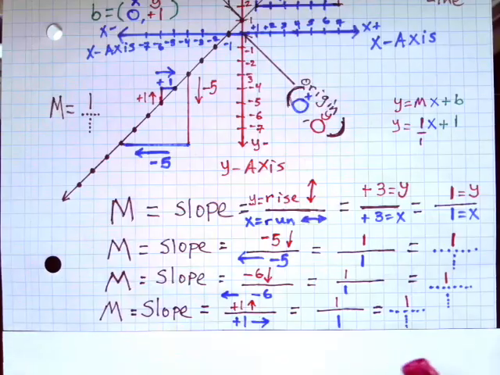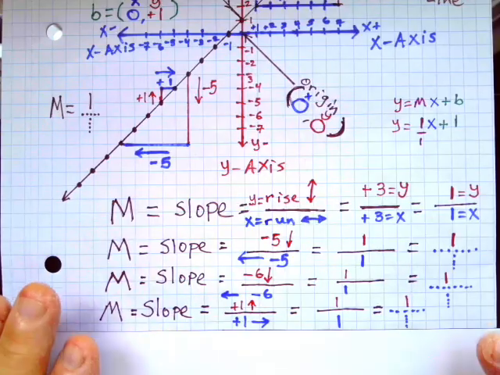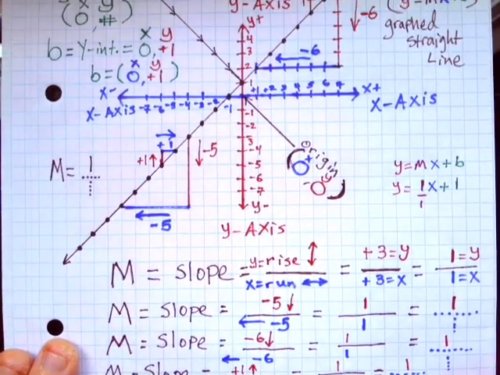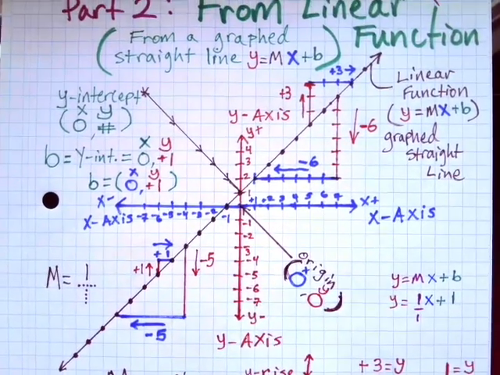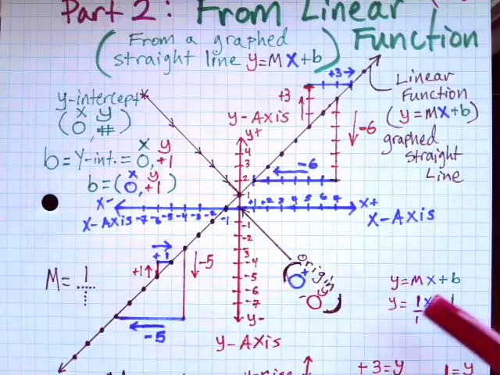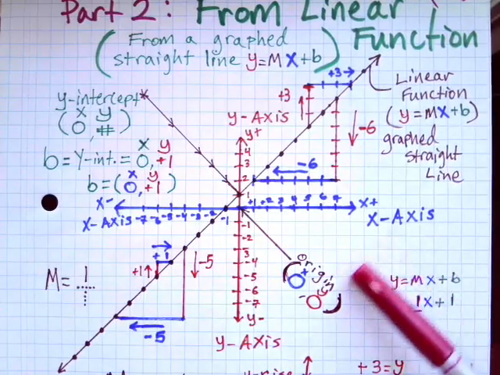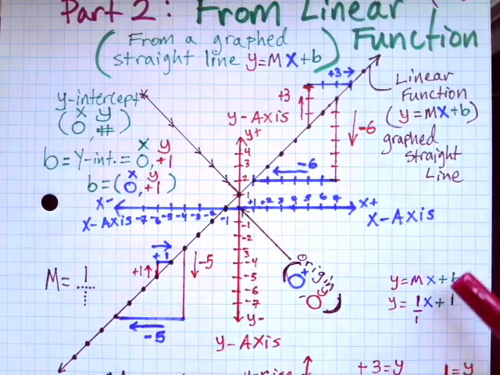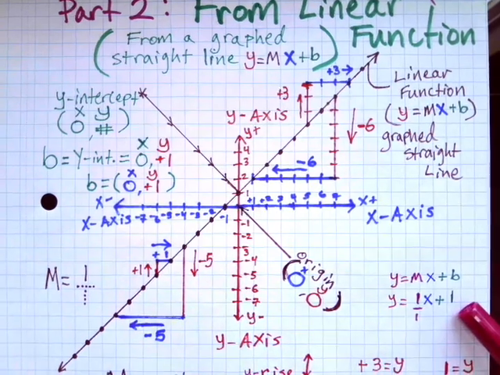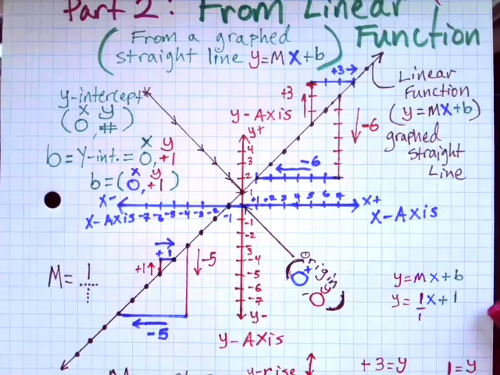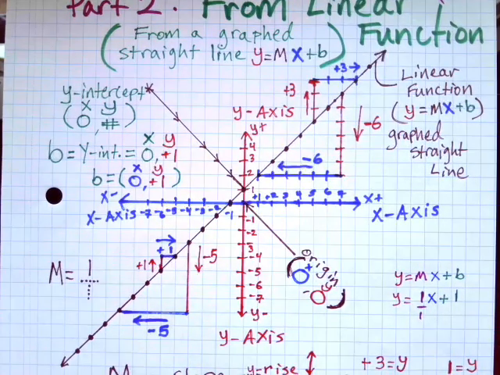So that is how you can use a graph in order to find what the equation is. y equals mx plus b. Substitute your m, substitute your y-intercept, the b value. You've created that equation. Hey, math is easy. Take it step by step.